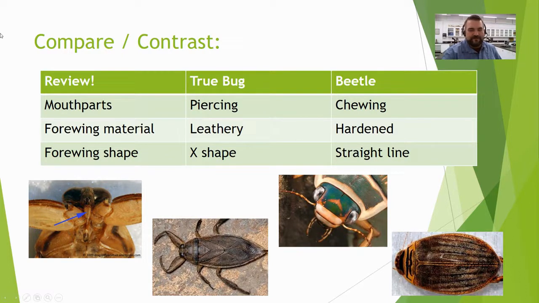A real quick review for you guys before I let you go. Compare, contrast: our true bug, mouth parts are going to be formed into a piercing beak. The forewing material is going to be leathery and folded over to make that X shape on their back. Our beetle, mouth parts modified for chewing. The forewing material is that hardened elytra. It doesn't overlap, so we have that straight line down the back of our organism.